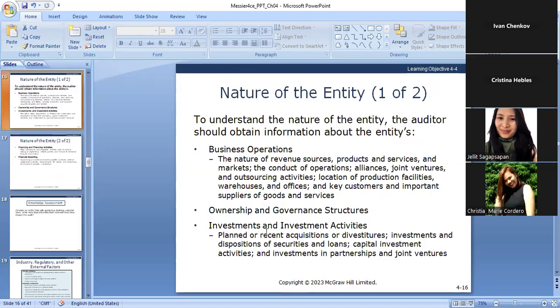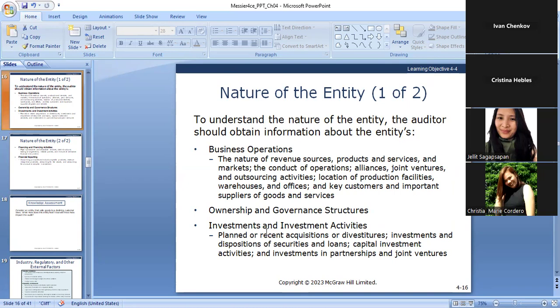So now that we understand entities, we're going to go to the nature. To understand the nature of the entity, auditors should obtain information about the entity's business operations, the nature of the revenue sources, when they're recognizing the revenue, which model they're following. They're following International Financial Reporting Standard 16, I believe, on revenue from contracts with clients. So that's why you have to be very good at financial reporting, because in understanding the nature of the business, you have to answer those questions which are related to the financial reporting, because at the end of the day, you're chasing what's happened in the financial statements and how they're recording those transactions.